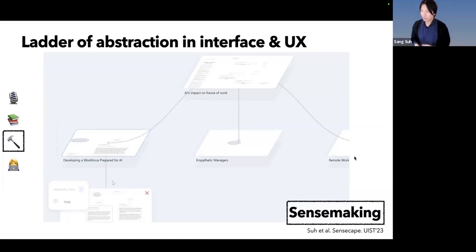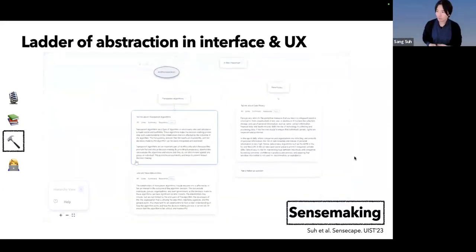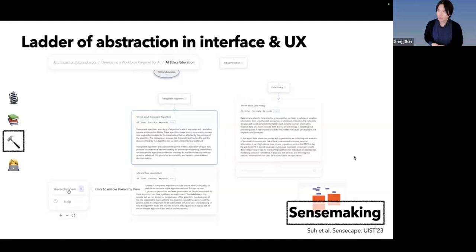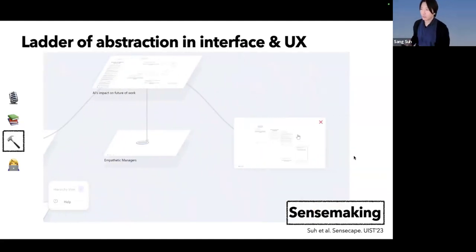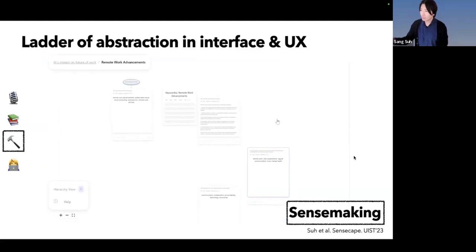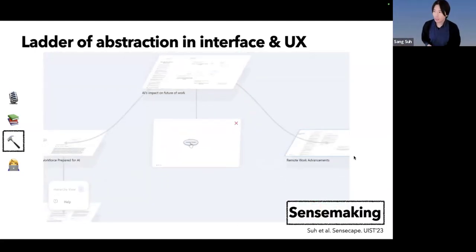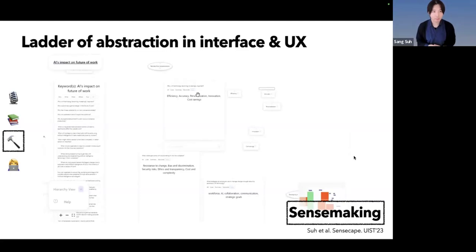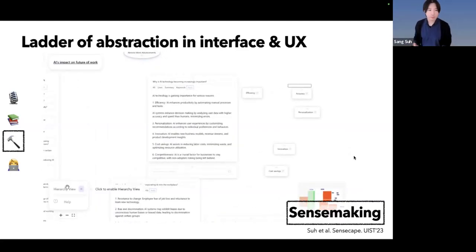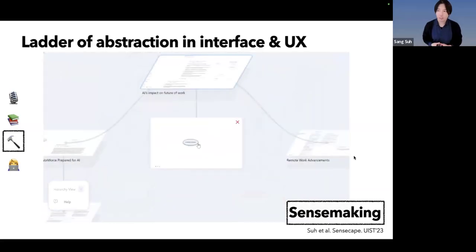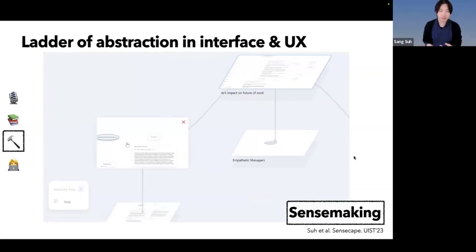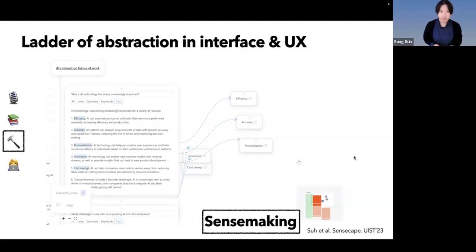So this video will just kind of show that, where there are layers, and each layer might represent a particular topic, like AI's impact on future work, or in this case, the remote work advancements, right? So this was work demonstrating how we can apply the ladder of abstraction to the interface design and the interaction experience. And also, as many of you might already be familiar with, the semantic zoom, right?